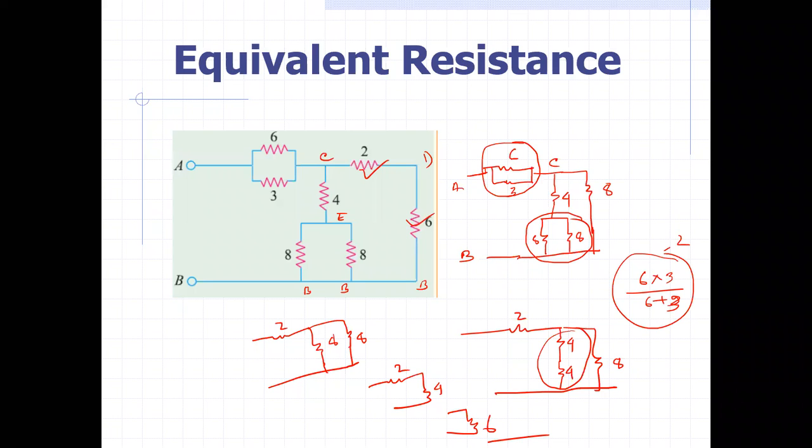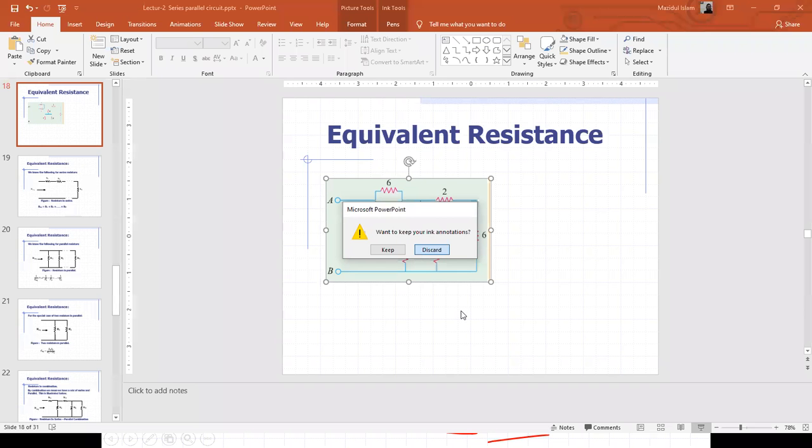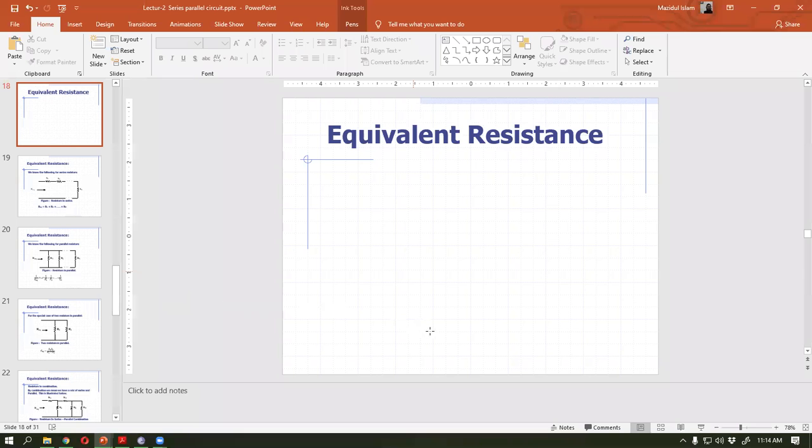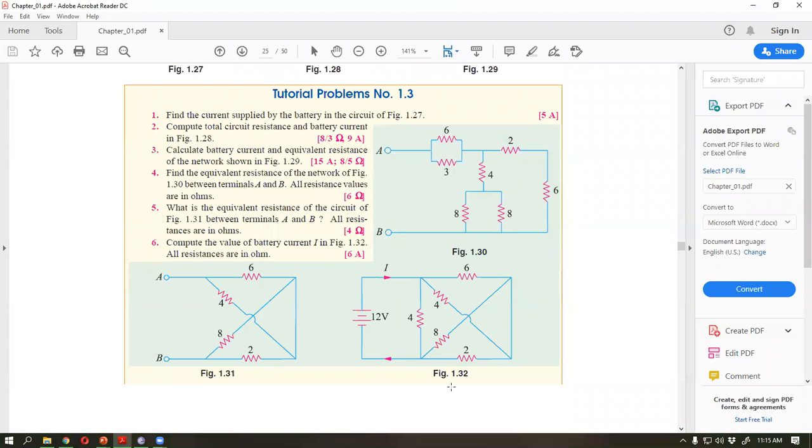Okay, all are clear? Yes, sir. Okay, so suppose this our another circuit. This circuit may be problem 32. Compute the value of battery current I. Okay, this figure. So just battery current, find out the battery current I. Okay, so now solve this problem.